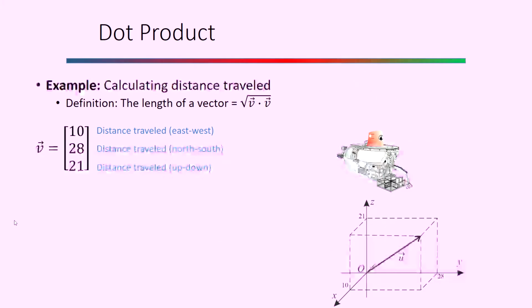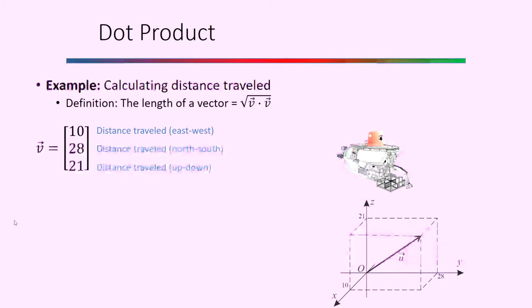We can also use the dot product to calculate the distance that something or someone has traveled. Let's go back to our example with the submarine. The vector v encodes the distance that the submarine has traveled in the x, y, and z directions. But of course it didn't go 10 meters east, then 28 meters north, then 21 meters up. It traveled in a straight line that took it a total of 10 meters east, 28 meters north, and 21 meters up. To calculate the total distance traveled, we can use a special property of vectors.